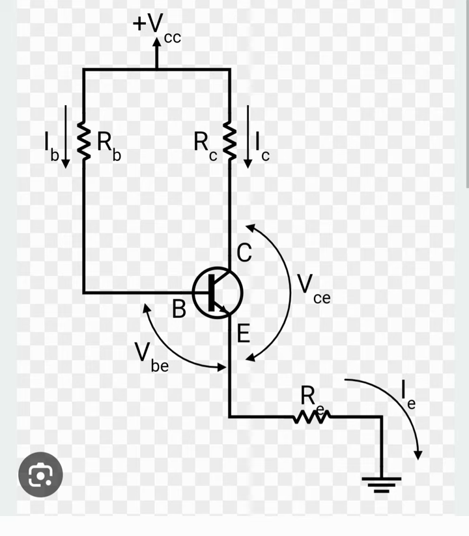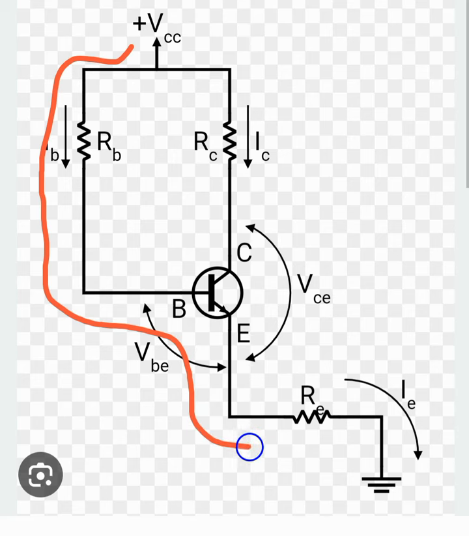And there are two loops where you can apply Kirchhoff's voltage law. The first is VCC minus IB RB minus VBE minus IE RE equal to 0. So there is a current IB flowing through this base resistor, there is the VBE here, and the current flowing through RE is the emitter current.